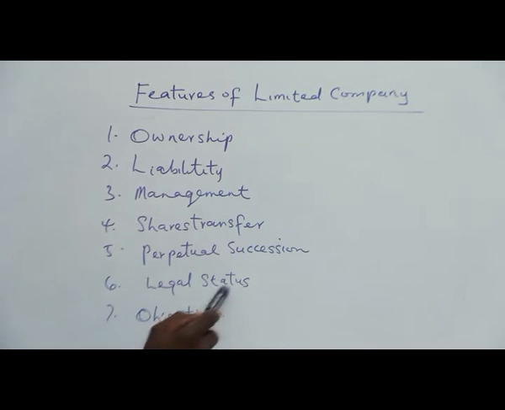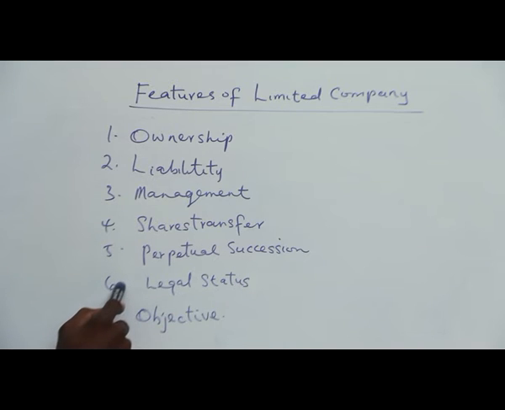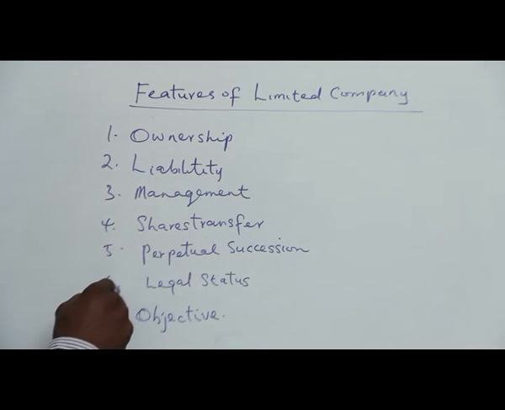Number 6, legal status. The two types enjoy legal status. They can sue and be sued. I will say that a limited company can act as an artificial person, where the owners stand on their own and the firm or the enterprise stands on its own. So it can sue and be sued.